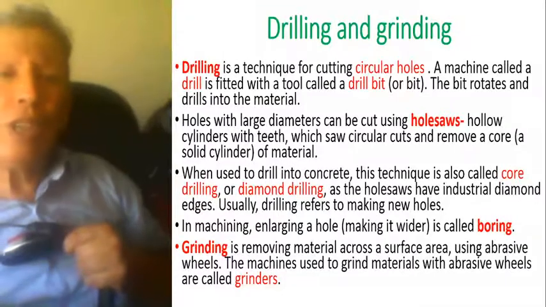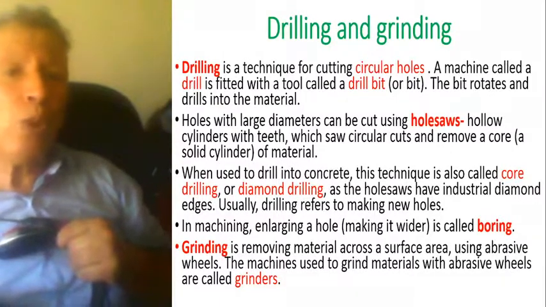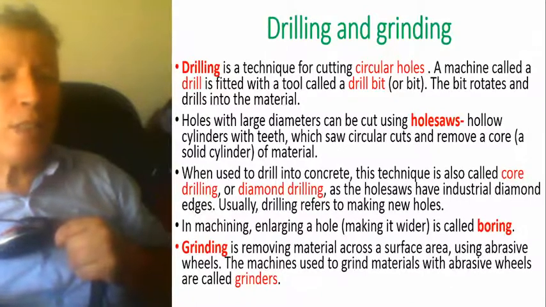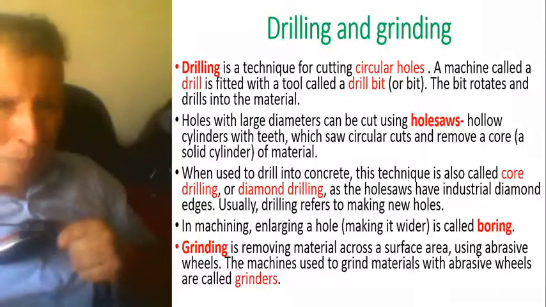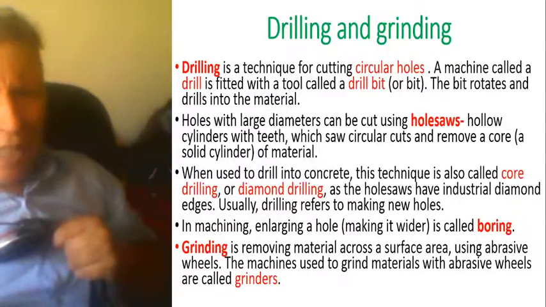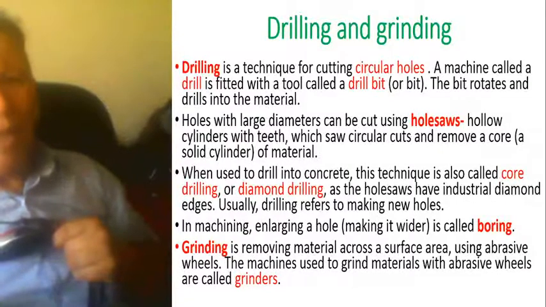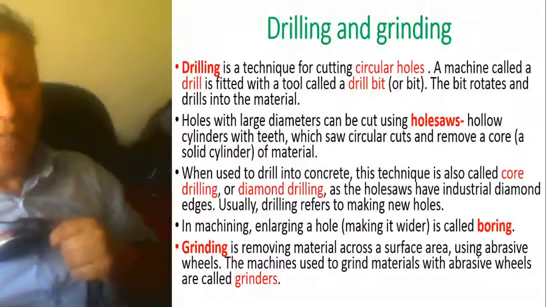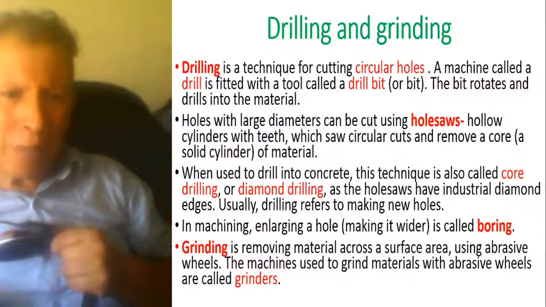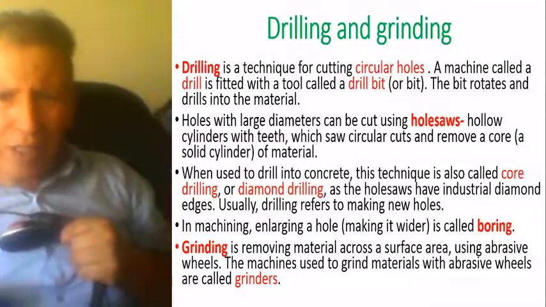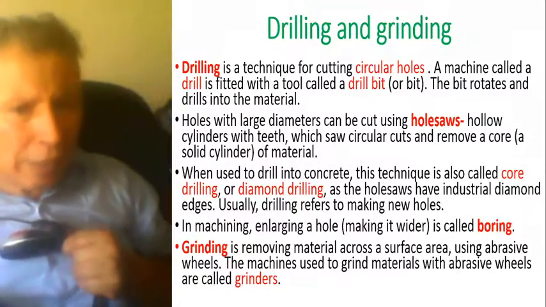You can do that in wood, in metal, as well as in stone or in the ground, if you are looking for petroleum, for example. Holes with large diameters can be cut using hole saws. Hollow cylinders with teeth, that's for petroleum, which saw circular cuts and remove a core, a solid cylinder of material. This is what happens when drilling for petroleum. When used to drill into concrete, this technique is also called core drilling.